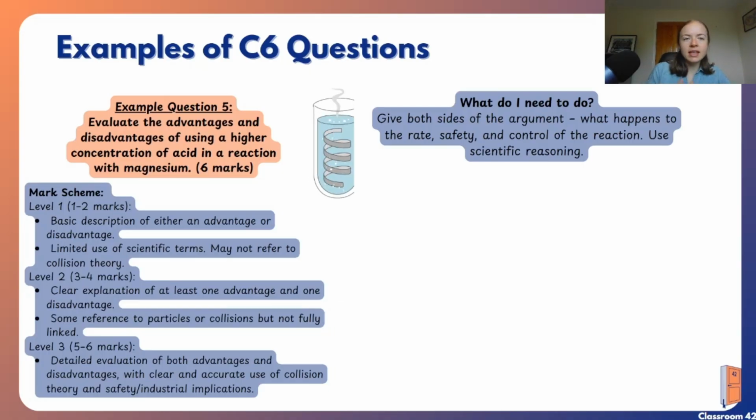So the mark scheme is, as always, for a 6 marker quite vague, but for that level 3, that 5 to 6 marks, they're looking for a detailed evaluation of both the advantages and the disadvantages.